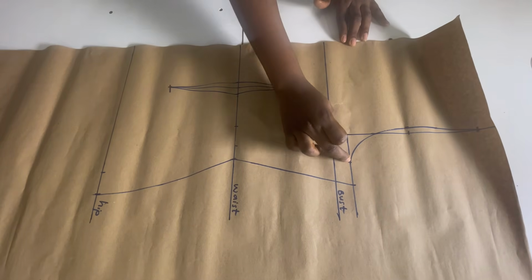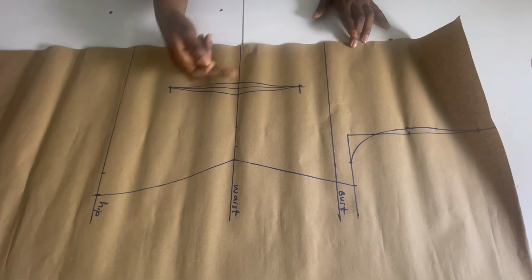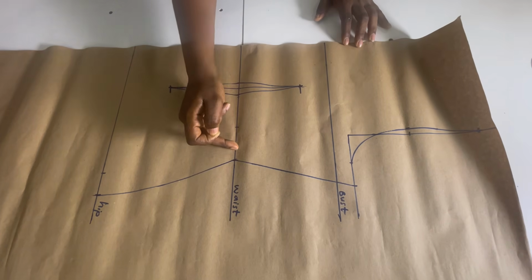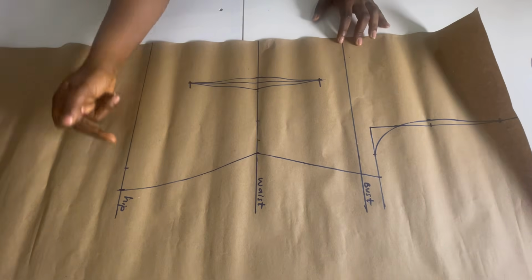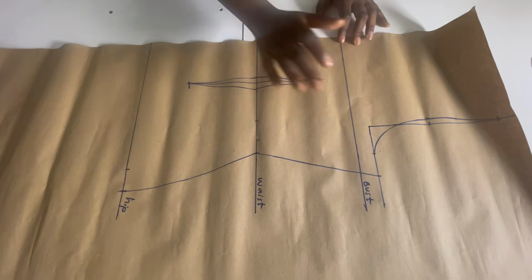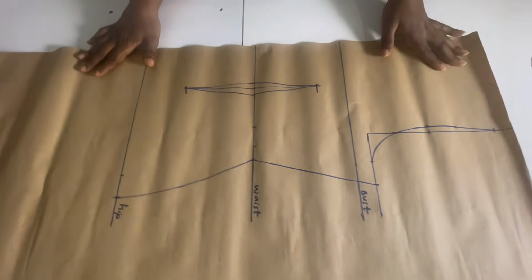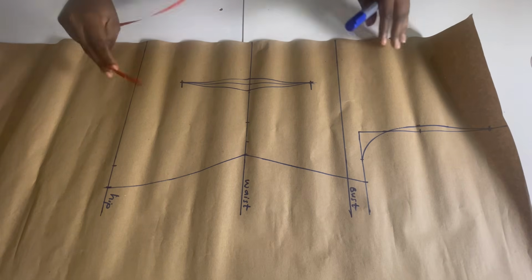So on that chest line, I marked my bust measurement divided by 4, as you can see, and then I added 1.5 inch for sewing allowance. On the waist, I marked my waist measurement divided by 4, and then I added 1.5 inch for sewing allowance, and I replaced the 1 inch for the dart. On the hip line, I marked my hip measurement divided by 4 plus 1.5 inch sewing allowance, and then I connected all the points to form my body shape.